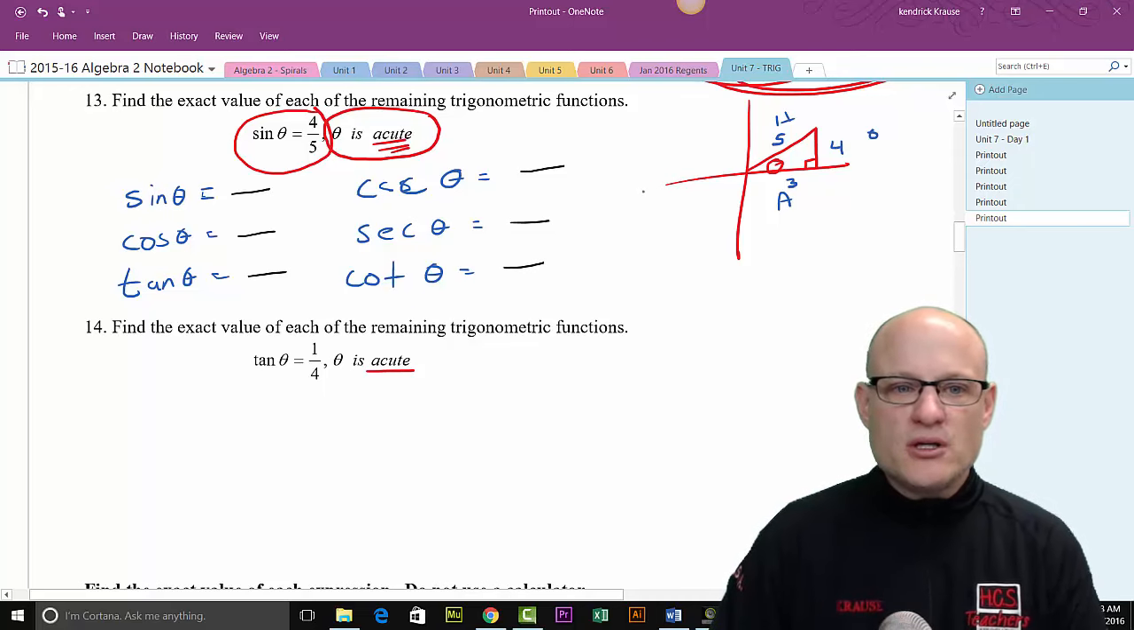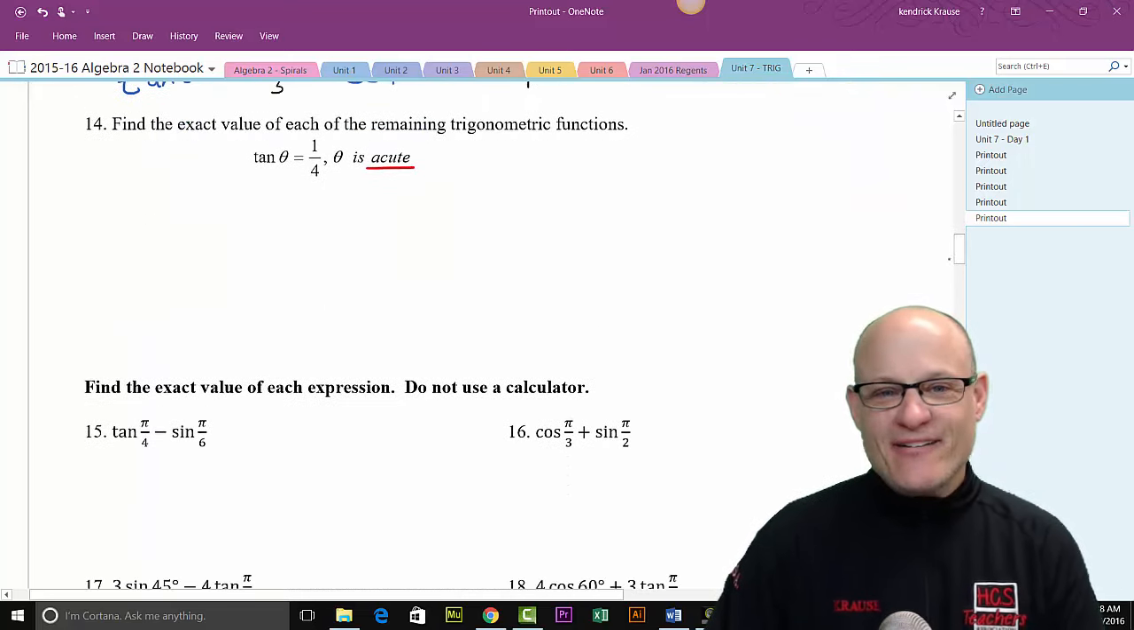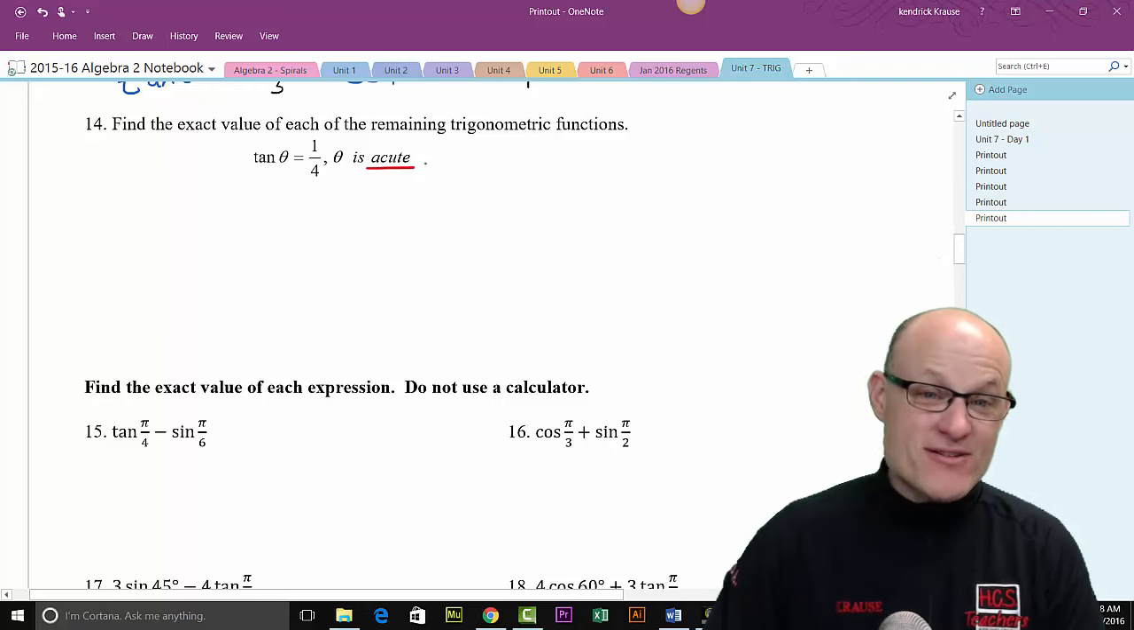All right, so here we go. Sine, oh, we already know sine is 4/5. Well, that means cosecant is 5/4. Cosine is adjacent over hypotenuse, so that's 3/5. Secant is the reciprocal of that, 5/3. Tangent is opposite over adjacent, 4/3. And cotangent would be 3/4. Yay, done. Oh, look, we got another.